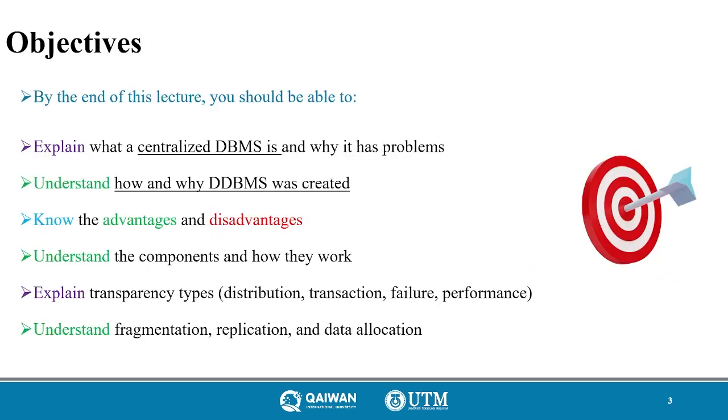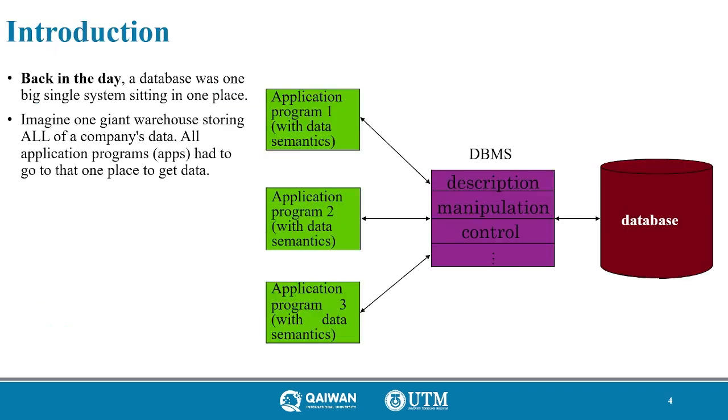By the end of this lecture, you should be able to, first, explain what a centralized DBMS is and why it has problems. Second, understand how and why distributed database management system was created. Third, know the advantages and disadvantages. Fourth, understand the components and how they work, then explain transparency types, distribution, transaction failure, performance, and lastly, understand fragmentation, replication, and data allocation.